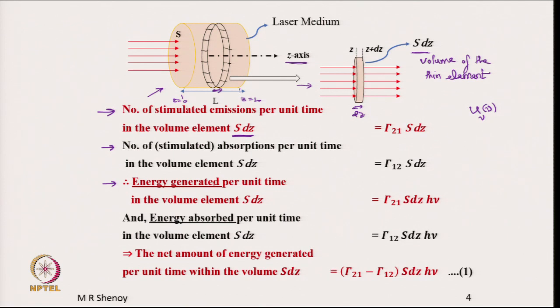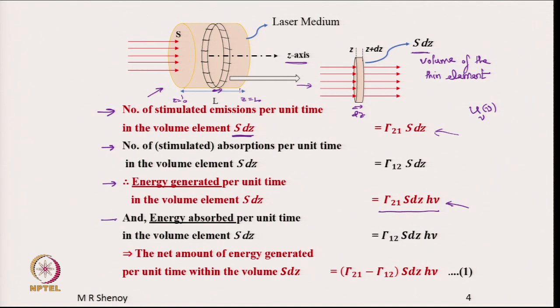Therefore, the net energy generated per unit time in the volume element S dz will be equal to: gamma 21 into S dz into h nu is the energy generated, because this is the number of photons emitted, and each photon is of energy h nu. Therefore, the energy generated in this volume element S dz is gamma 21 into S dz into h nu.